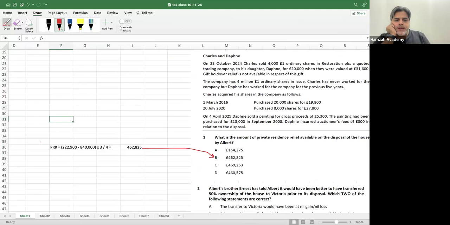The reason being, the one quarter of the house, or 25% of the house, has always been used exclusively for business purposes. So for the business purpose part, we can't claim private residence relief, right? So this is what we are going to have over here.